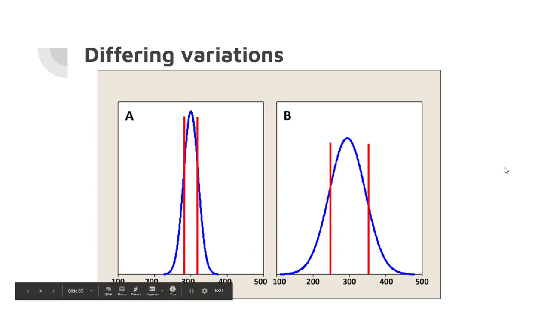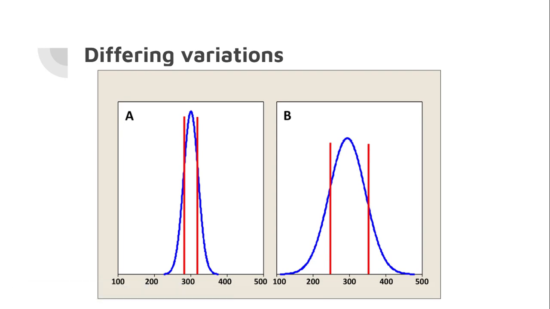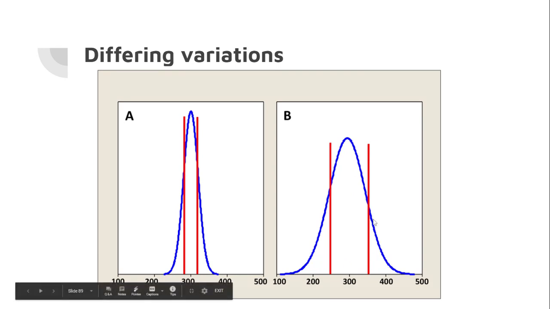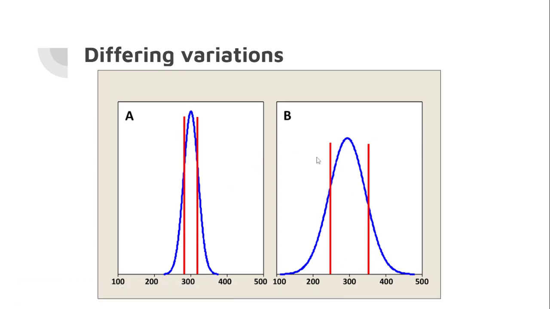Whereas here, our range is going to go from almost 100 up to 500, and our variation is going to be much, much wider. Okay, so a larger standard deviation, a larger variation. Responses are all over the place, whereas here it's going to be much tighter.